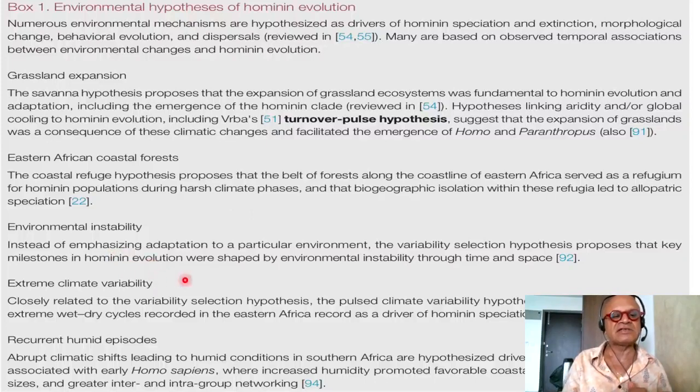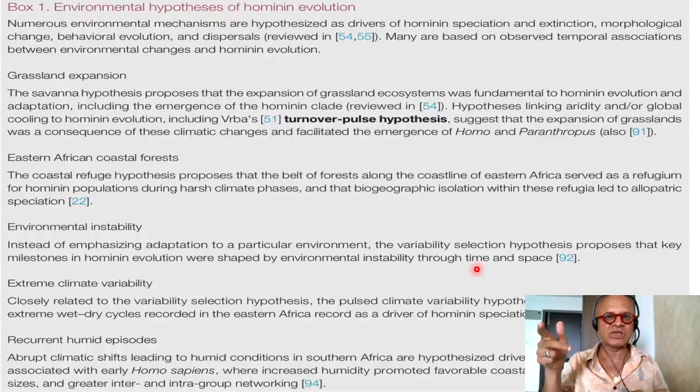Environmental instability: instead of emphasizing adaptation to a particular environment, the variability selection hypothesis proposes that the key milestones in hominin evolution were shaped by environmental instability through time and space. So the question is, what drives evolution? Is it some mutation and selection, or is it that rapid environmental variability is creating new niches, and then species which can survive will survive, the others get eliminated? So this is the variability selection hypothesis.